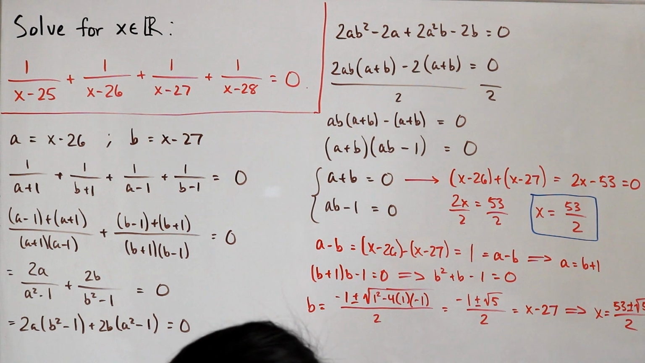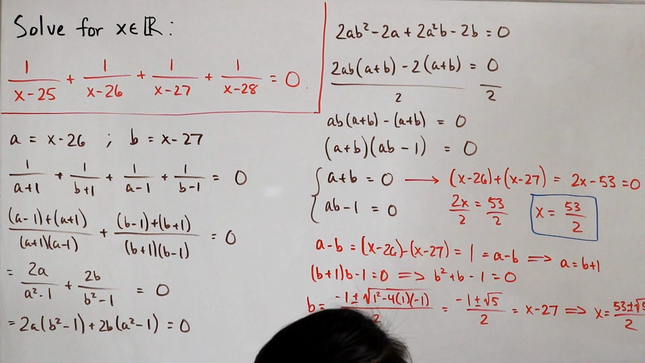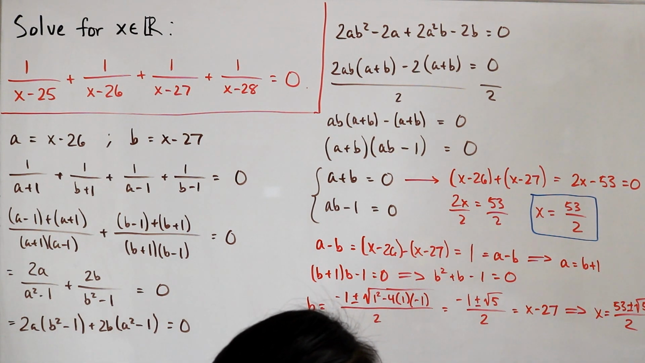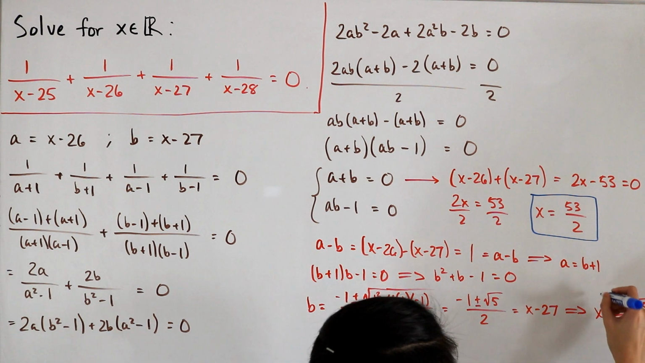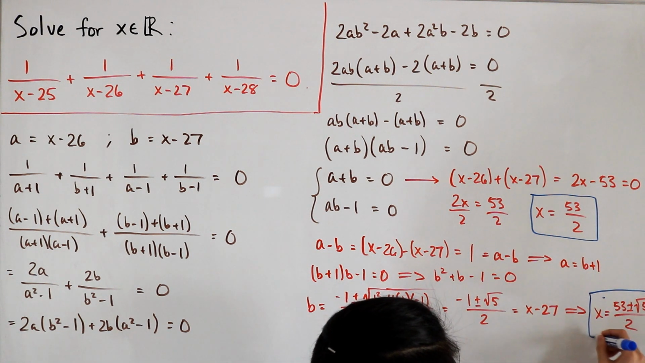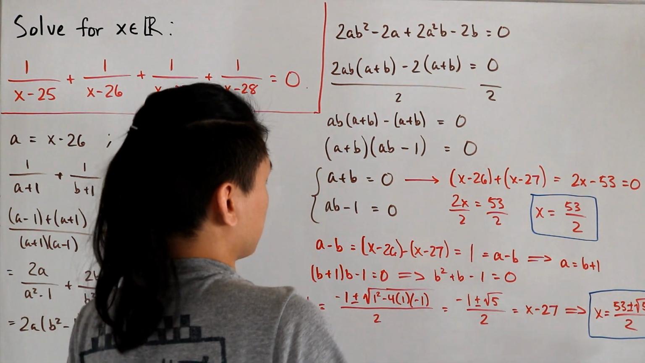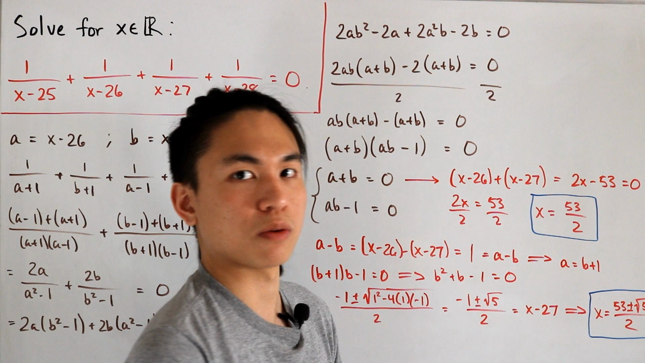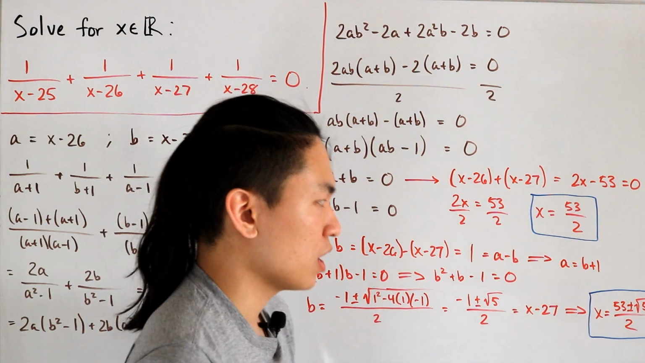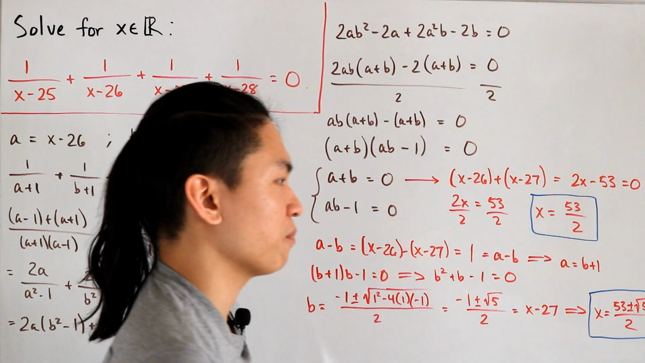And so just like that, we actually have 3 solutions we have found. We found that x can equal 53 over 2. We found that x can equal 53 plus the square root of 5 divided by 2. And we also have x is equal to 53 subtract the square root of 5 divided by 2. And so just like that, we found our solutions.